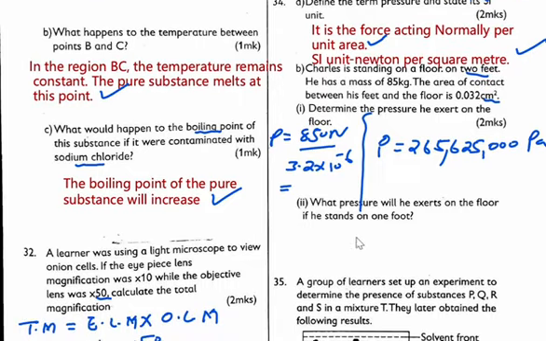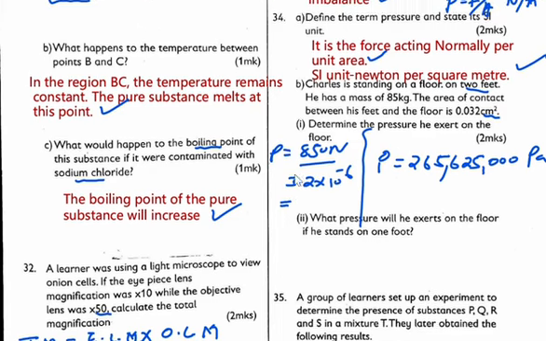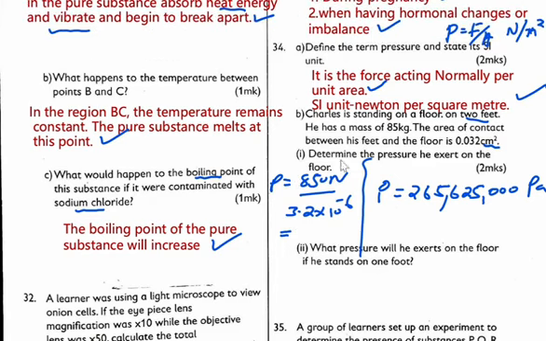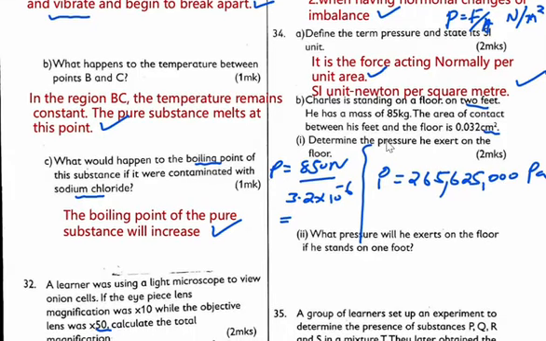Roman 2. What pressure will he exert on the floor if he stands on 1 foot? Remember, the area is for the feet. For 2 feet, you know that we have 2 legs, so for 1 foot we'll divide by 2. The force remains the same. The force is 850 newtons.